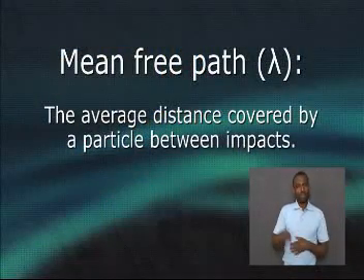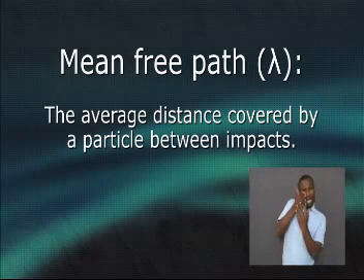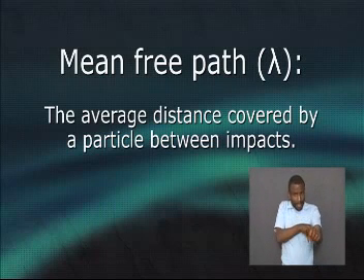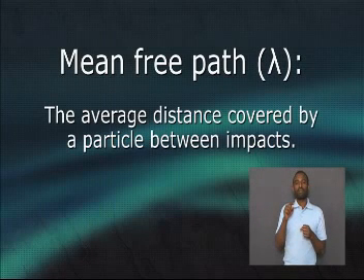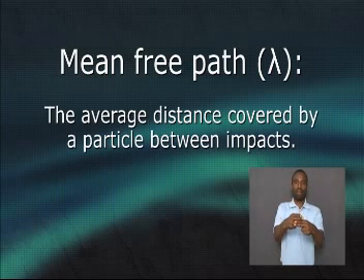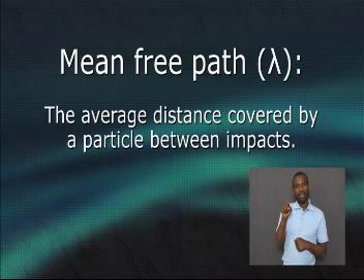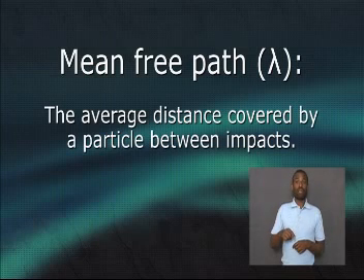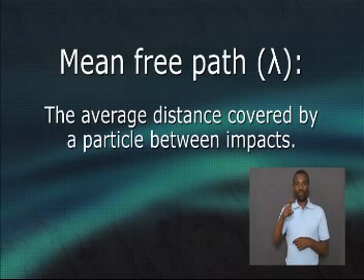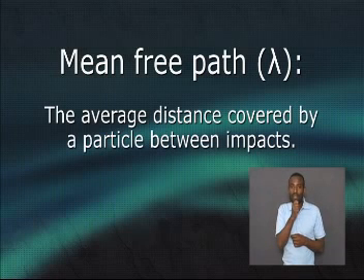In Brownian motion, the average distance covered by a particle between impacts is called the mean free path. This is often represented by the symbol lambda. In a gas, the lower the pressure or temperature, the greater the mean free path of particles.